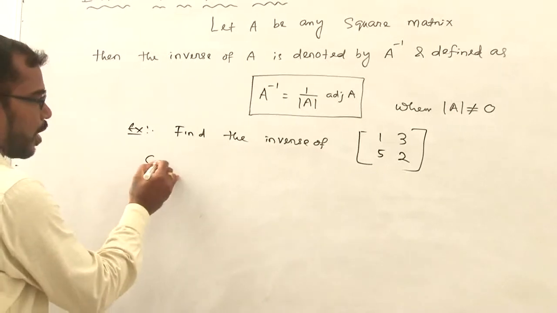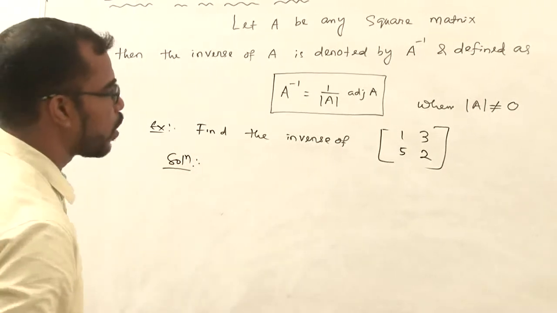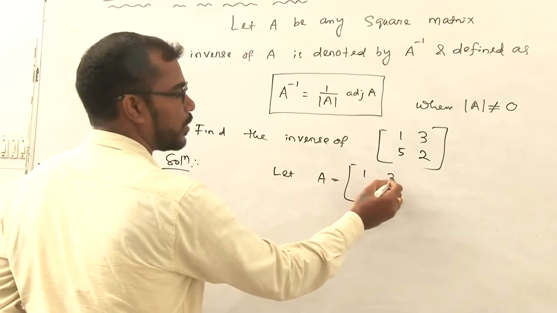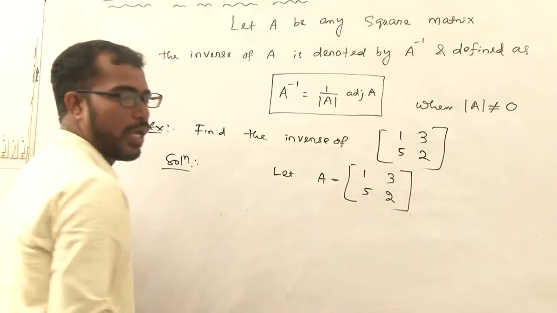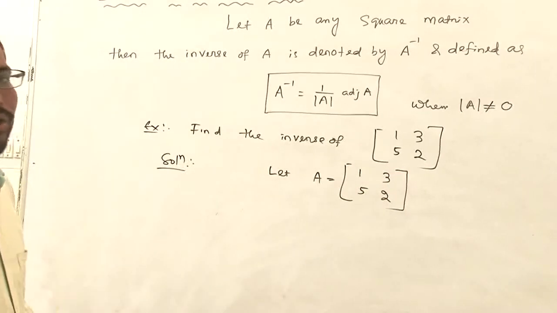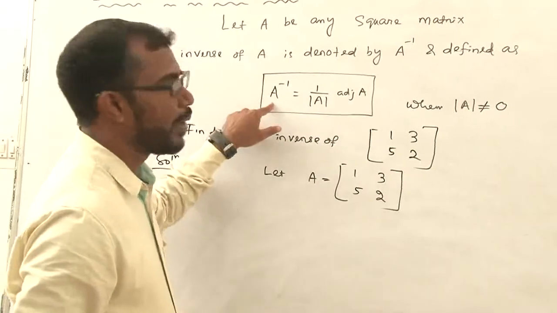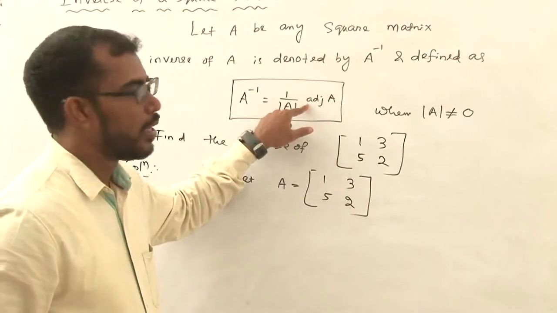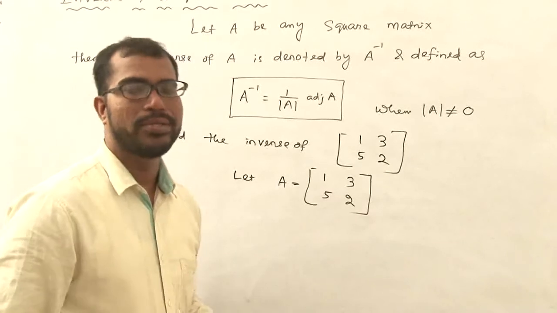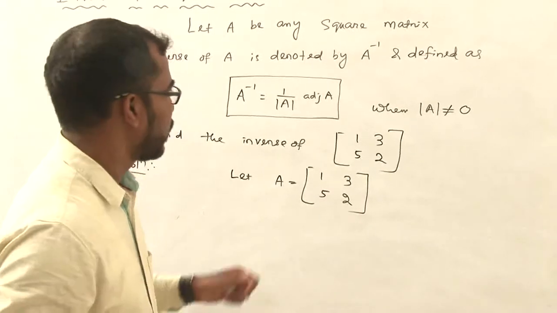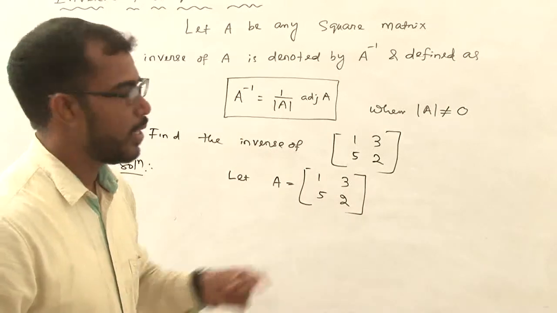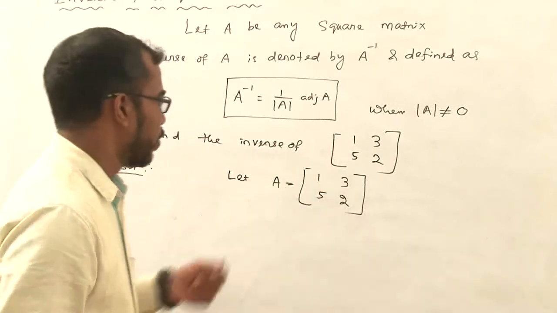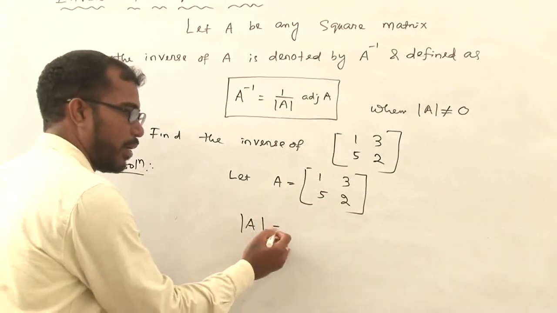So how to solve? Here is the solution. First, let A equal 1, 3, 5, 2. As you see in the formula, the inverse of A is equal to 1 by determinant of A into adjoint of A, and here is the condition that the determinant of A is not equal to 0. So first we have to find whether the determinant of A is 0 or not. If it is 0, then we cannot evaluate. So first we find the determinant of A.